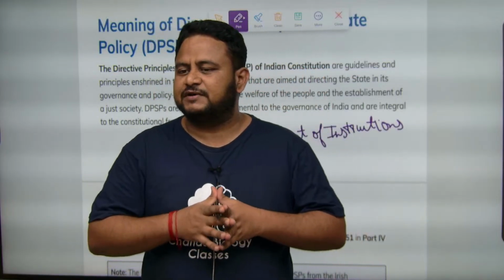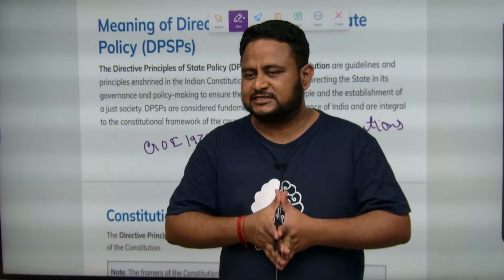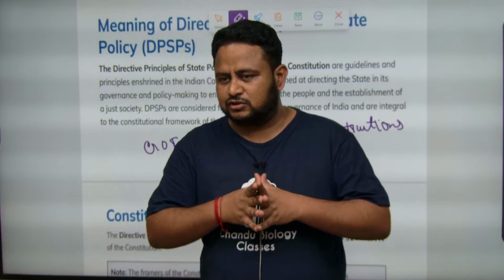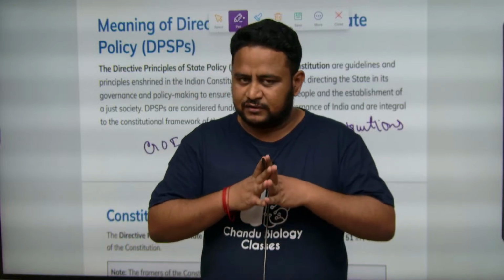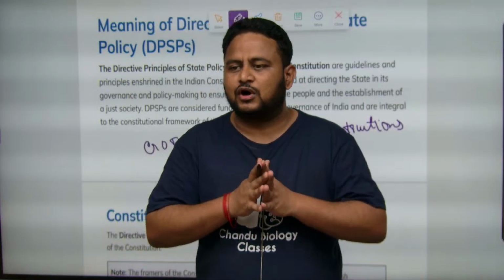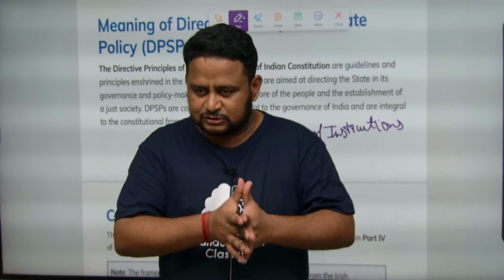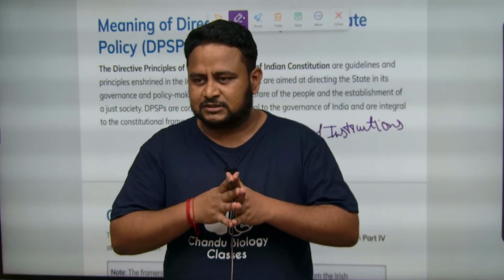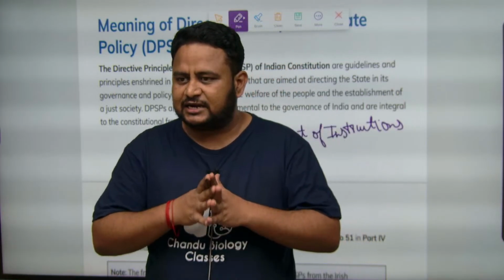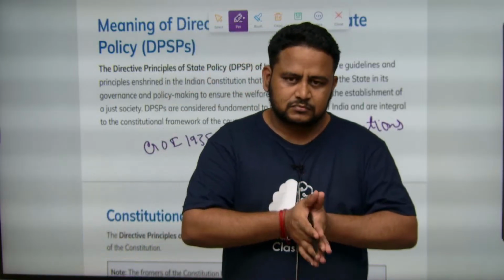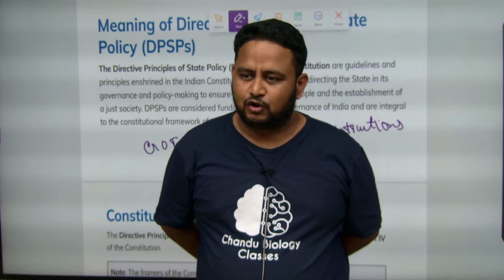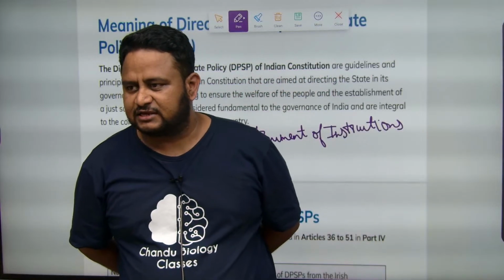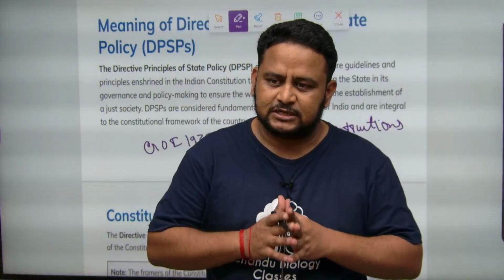And as per that we learned some articles, from article 36 to 43B, and I also told you there is a classification of DPSPs. They are classified into three ways: socialistic, Gandhian, and intellectual and liberal principles. Directive principles of state policy have also been amended. Today we will learn what those amendments are, and what the various articles are that were added to DPSPs through amendments.